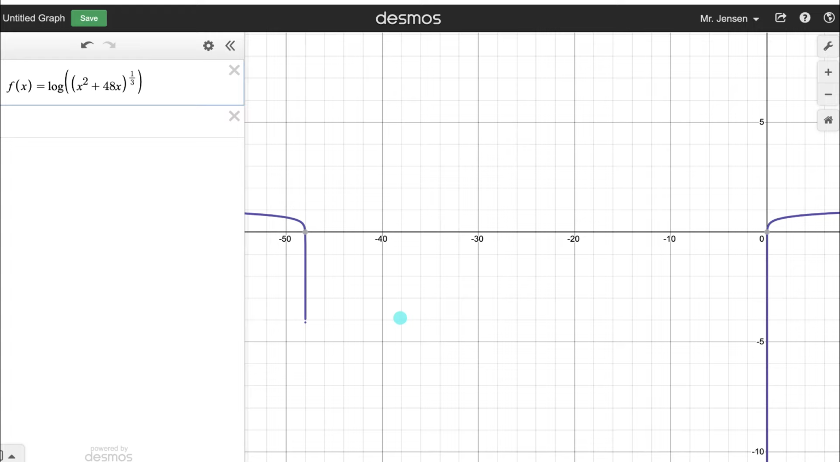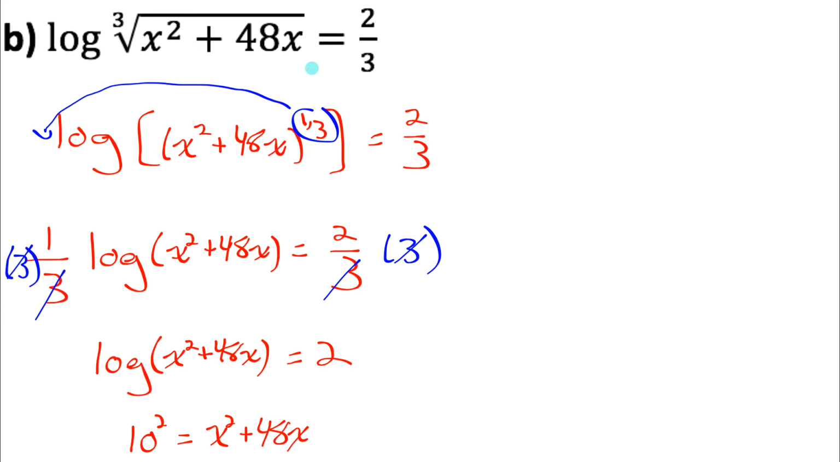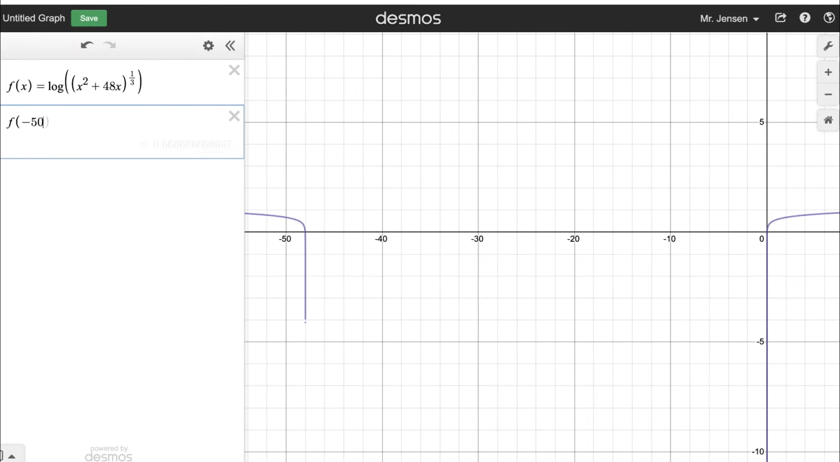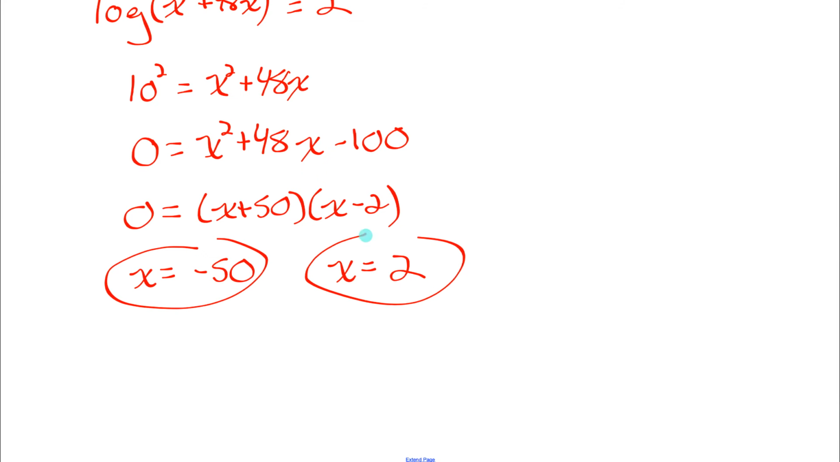So the function is defined in both of those spots. But let me just plug them into the function to show you that it will be able to generate an answer. And more specifically, that answer should be 2/3. So f at negative 50 should be 2/3, and it is. And f at 2 should be 2/3, and it is. So we have the correct two answers. Both of these are good.